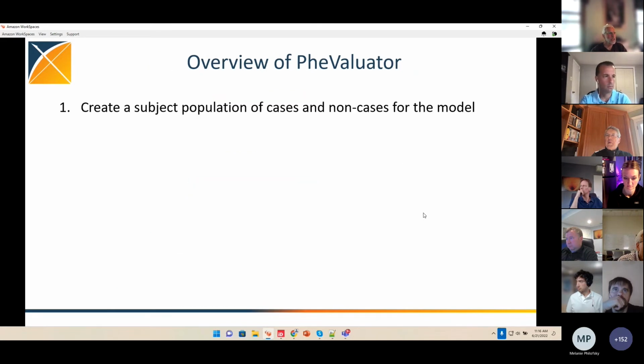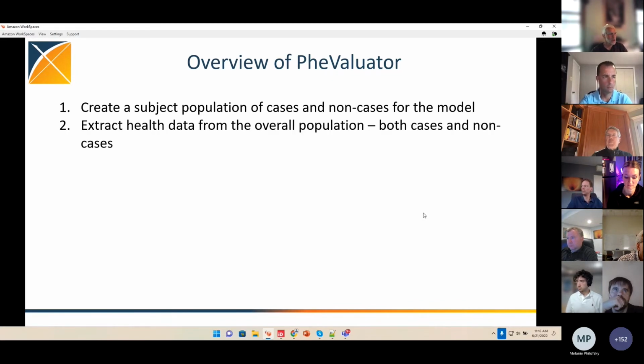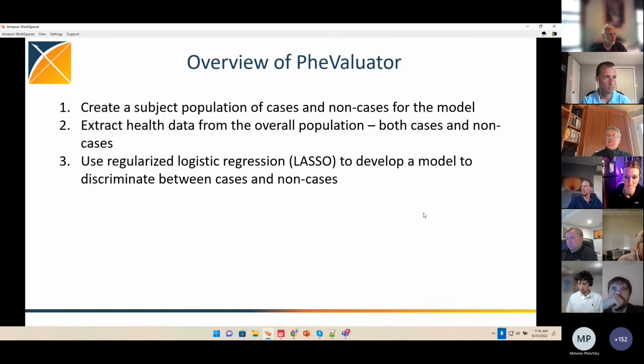Let's go into a little more detail. What you do first is create a subject population of both cases and non-cases for the diagnostic predictive model. You extract their health data using feature extraction from the overall population, both for the cases and the non-cases. And you use a regularized logistic regression model, LASSO, from the PLP package to develop a model to discriminate between cases and non-cases.